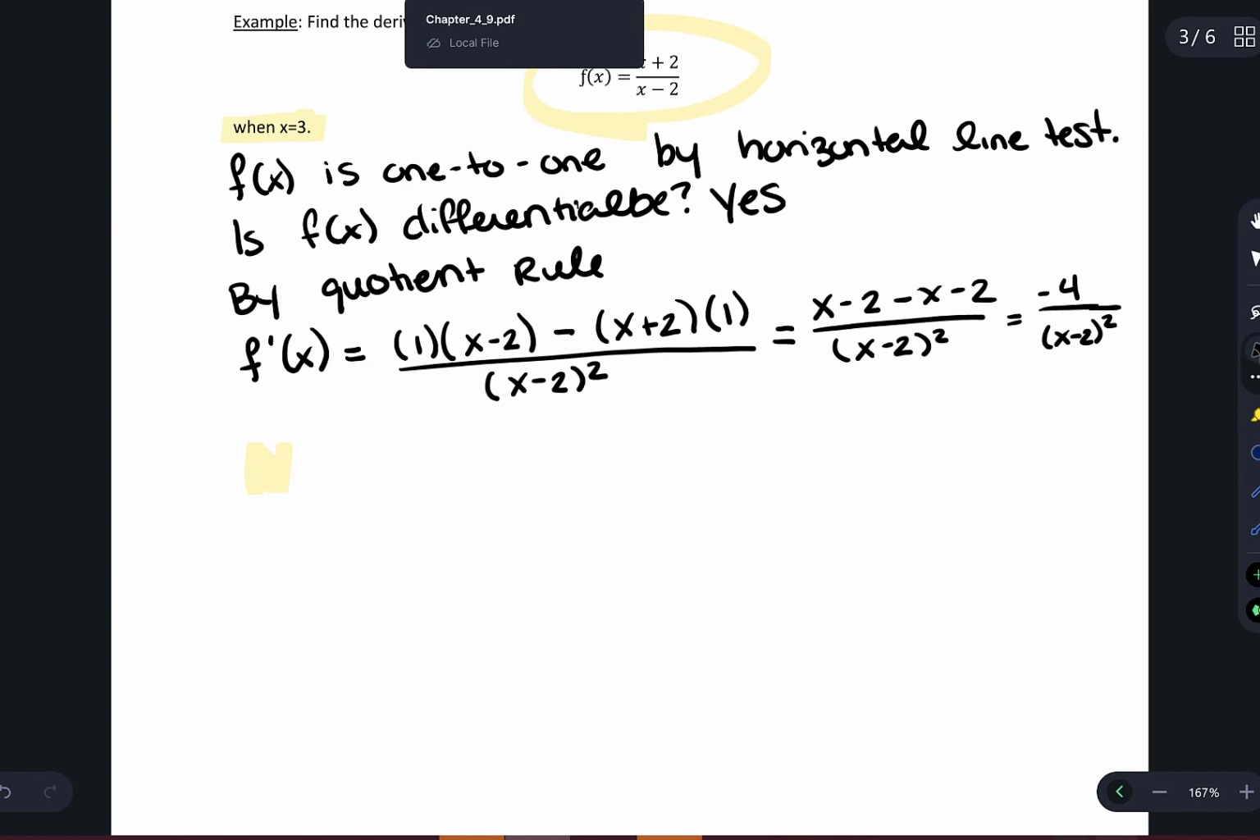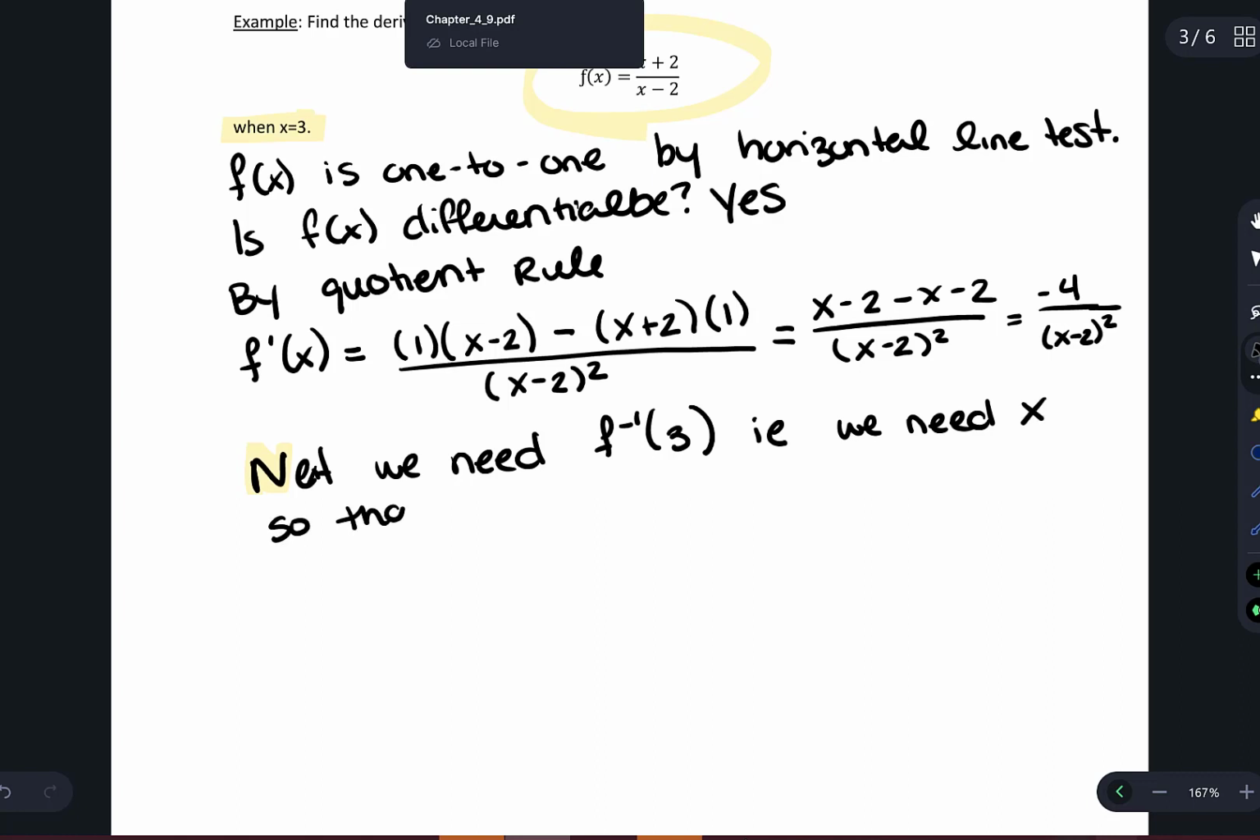Oops. So next, we need f inverse evaluated at 3. So in other words, we need an x so that f of x is equal to 3, by definition of what an inverse is.